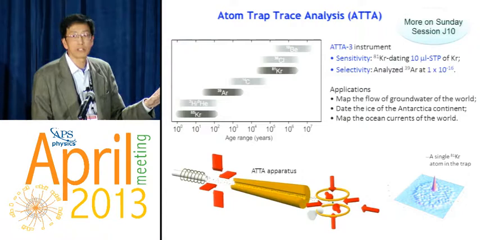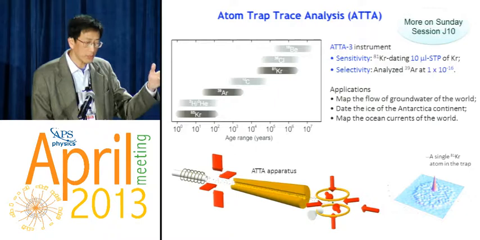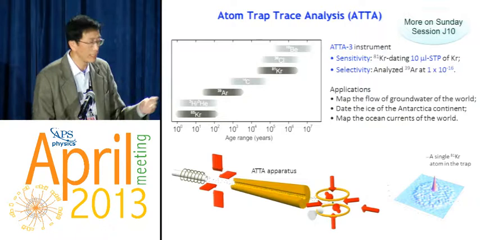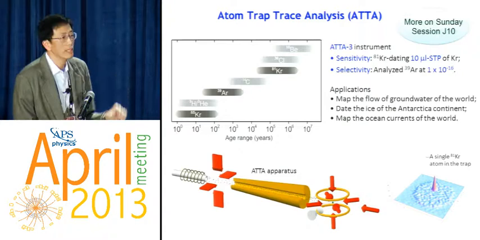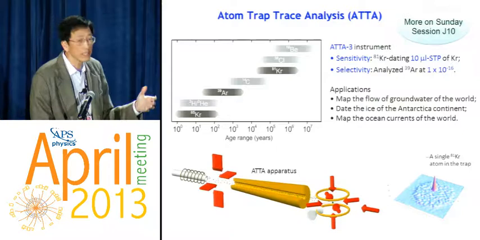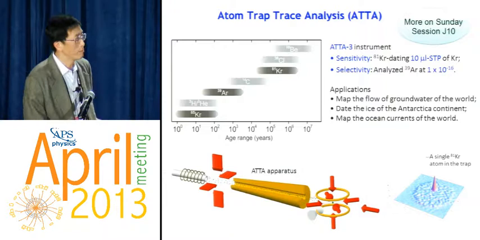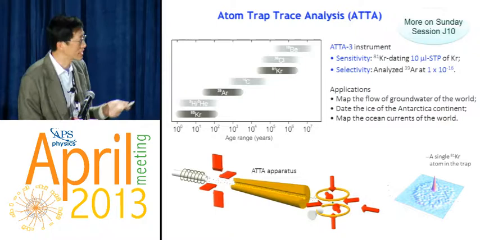We want to date groundwater and map the flow of groundwater all over the world. In the past year, we have done 9 projects with samples sent to us from 5 different continents. So geoscientists are finding this technique useful. They're organizing workshops and sessions in geoscience conferences to talk about what scientific opportunities can be realized with this new technique. We have also done a test project on Antarctica ice. Our goal is to map Antarctica ice over the continent. And we want to map the ocean currents as well. This we have not started yet because the counting rate for argon-39 is currently too low for this task.